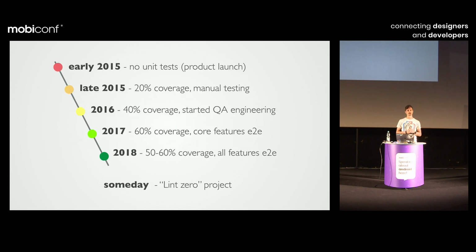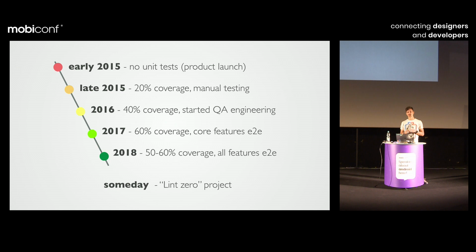And this is our roadmap for QA automation. At the very beginning, we had not a single unit test, but almost 1 year later, we had about 40% code coverage for unit tests, and we started QA engineering. Today, like I said, about 50 to 60% of lines of code are covered by unit tests, and all features are covered by integration or end-to-end tests.